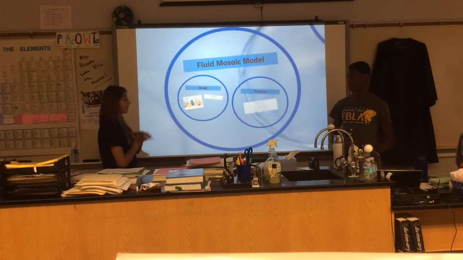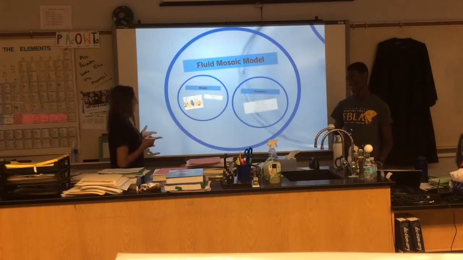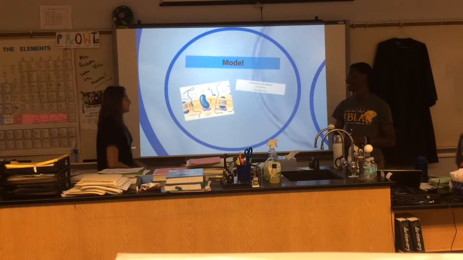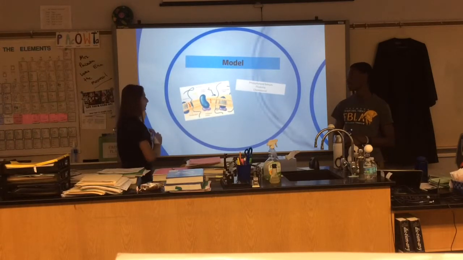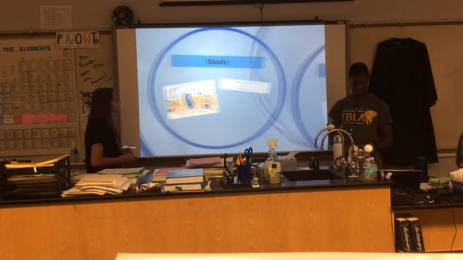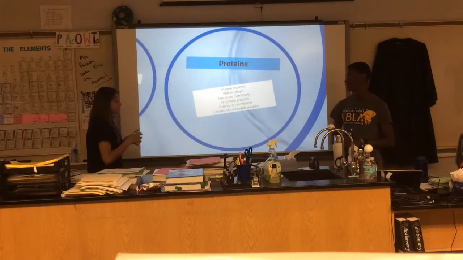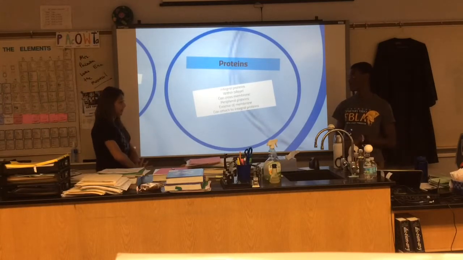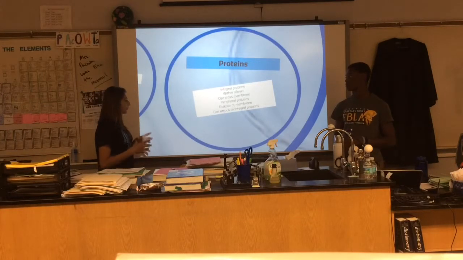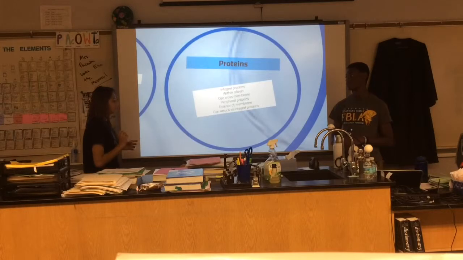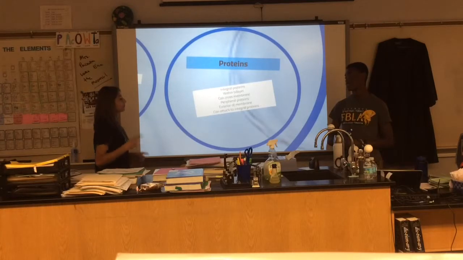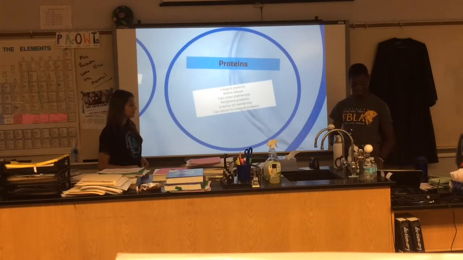Right, fluid mosaic model. If I forget anything, I got you. Or you got me. Okay, so this model. There's the phospholipid bilayer, proteins, and cholesterol. Proteins are integral proteins that are within the bilayer. They can cross the membrane. There are peripheral proteins on the exterior of the membrane. They can attach to integral proteins.